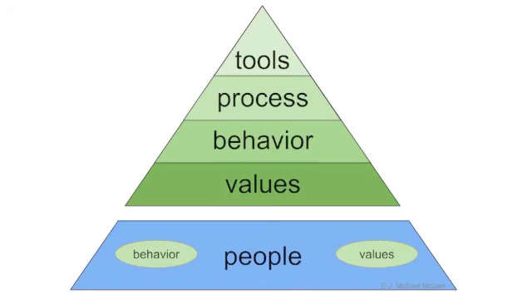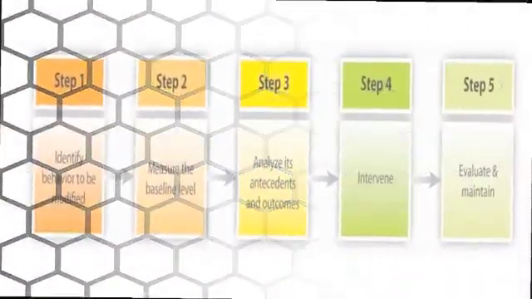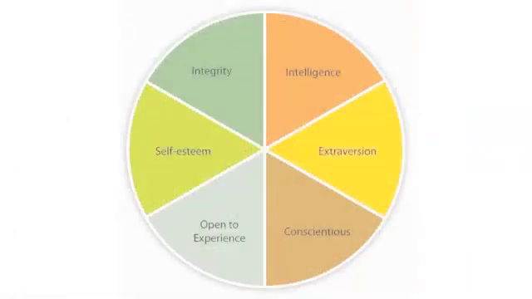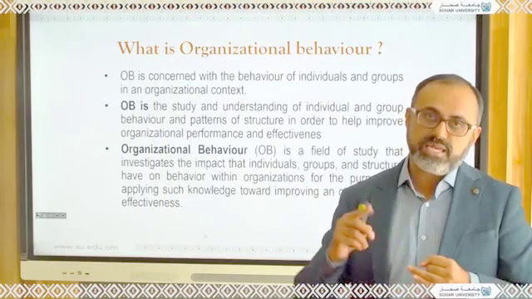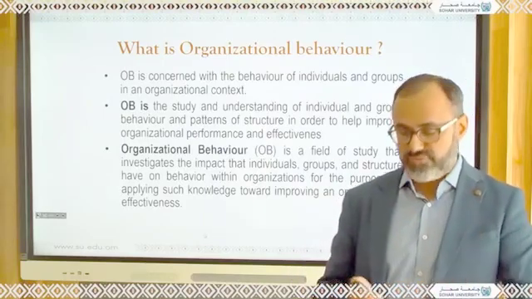OB is a field of study that investigates the impact that individuals, groups and structure have on behavior within organizations, for the purpose of applying such knowledge towards improving an organization's effectiveness. So now we have three things with us. Number one, individuals who are actually working. Number two, if their behavior is very good, then ultimately we will continue with the effectiveness of the organization.